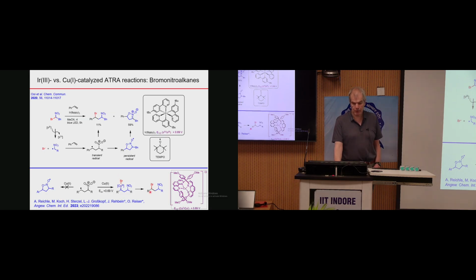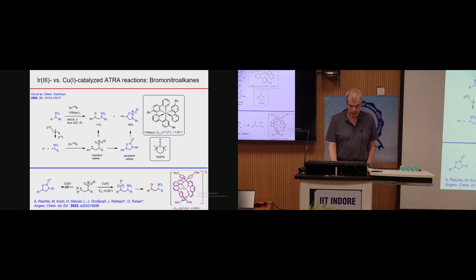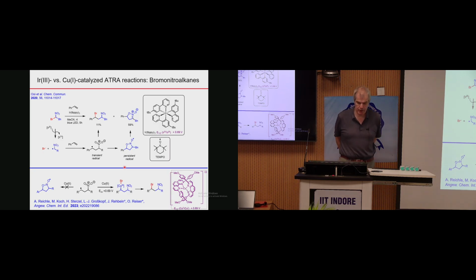And if the trapping would be faster, we should be able to get this ATRA product rather than the type of cyclization product. If you look at this cyclization, it's relatively facile, but in terms of Baldwin rules, let me know what type of cyclization this is. Let me go back to here so that you can look at the cyclization. If this cyclizes onto the nitro group, what is it?